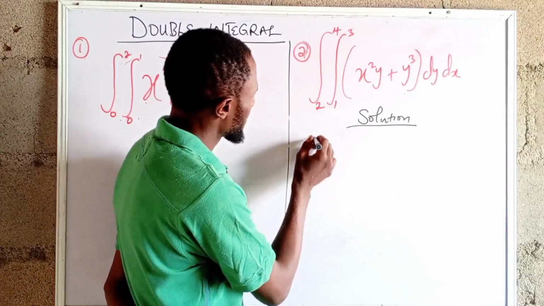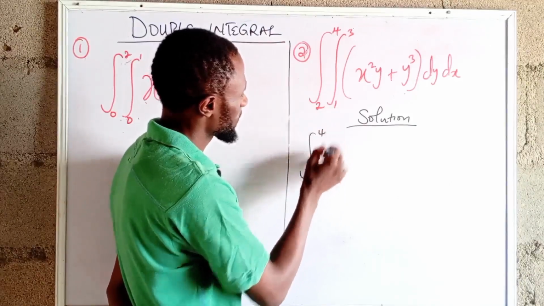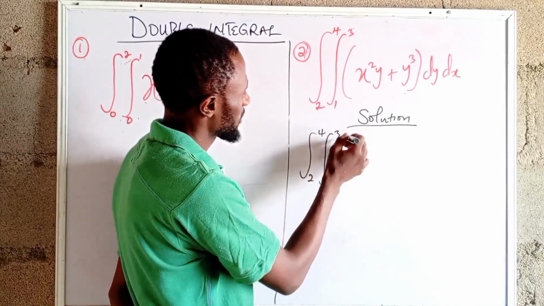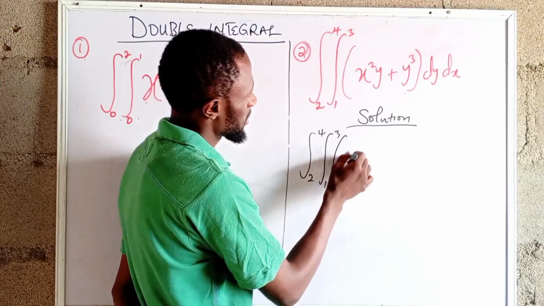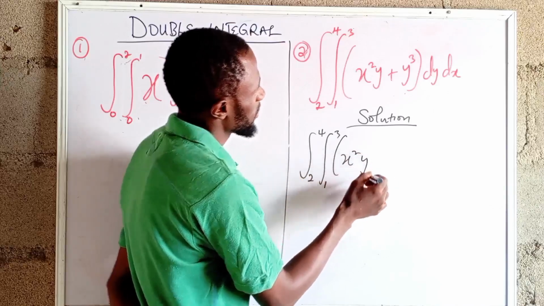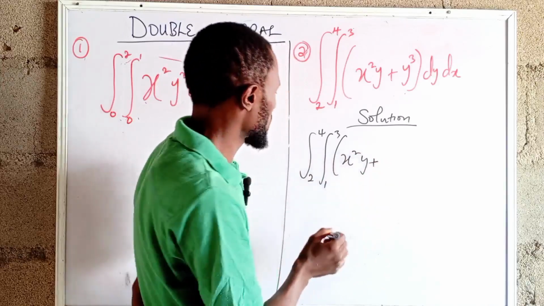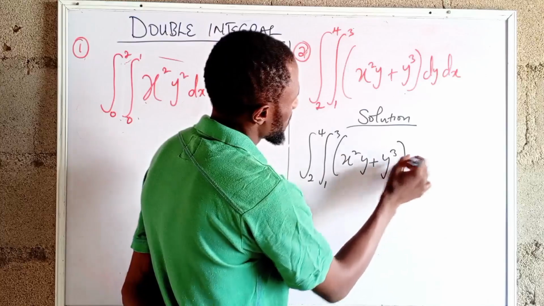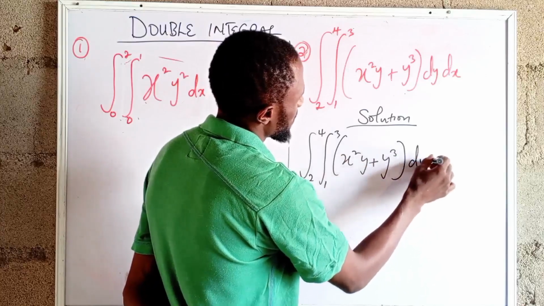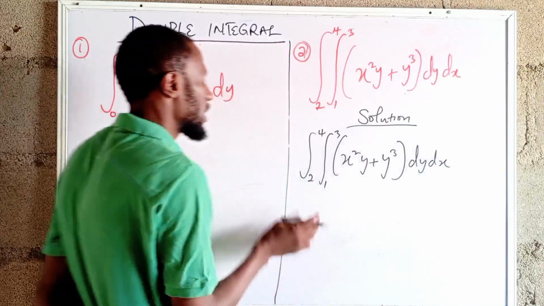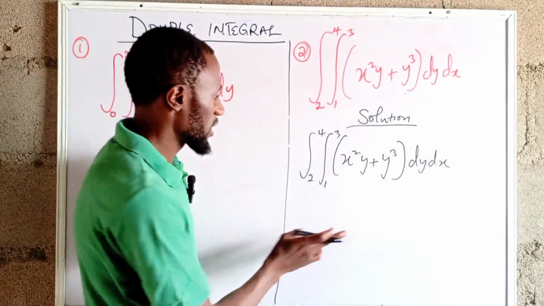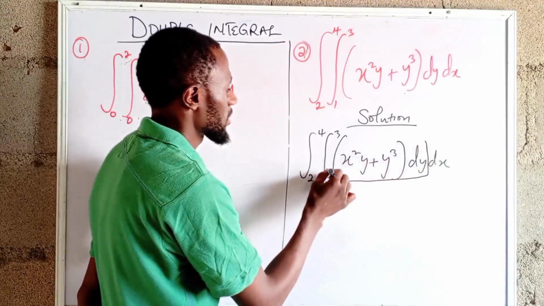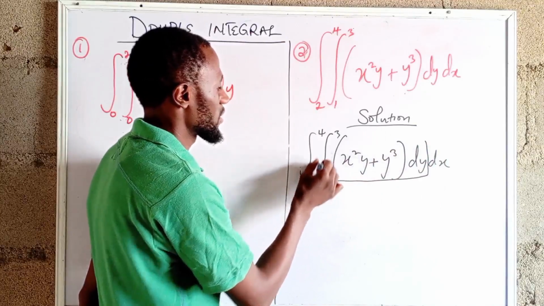That is, we have the integral from 2 to 4, integral from 1 to 3, of x squared y plus y cubed dy dx. Now in the first step we are going to start with the inner integral. We are going to focus here first.